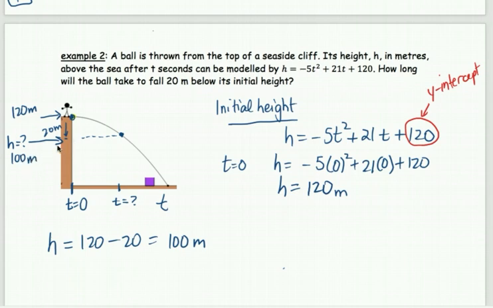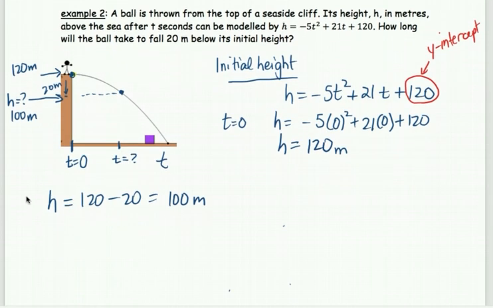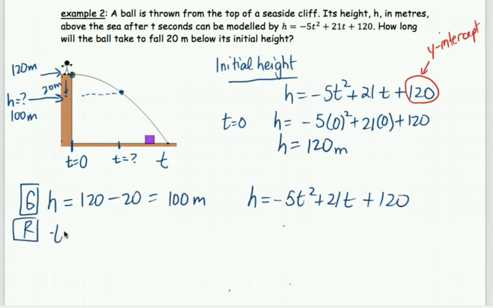All right, so at 100 meters now, what time did the ball drop to 100 meters? What time was that, okay? So we need to figure this out here. All right, so this is our given. We know the height now, and we know the equation. Okay, so we need to find the time the ball gets to that height, okay?